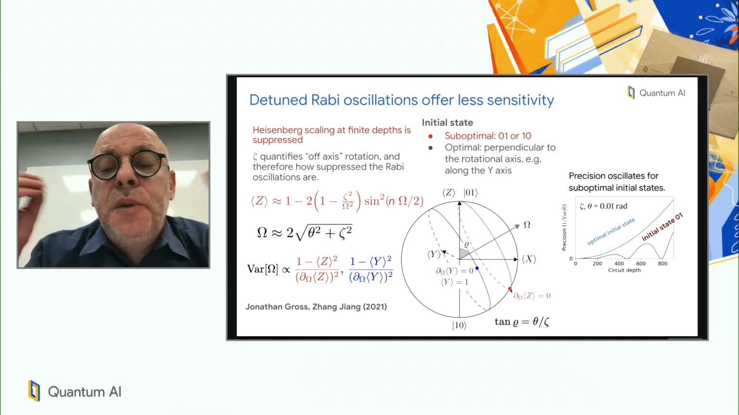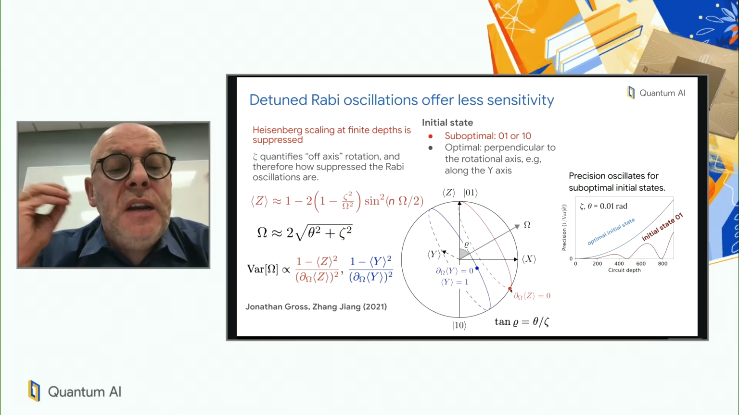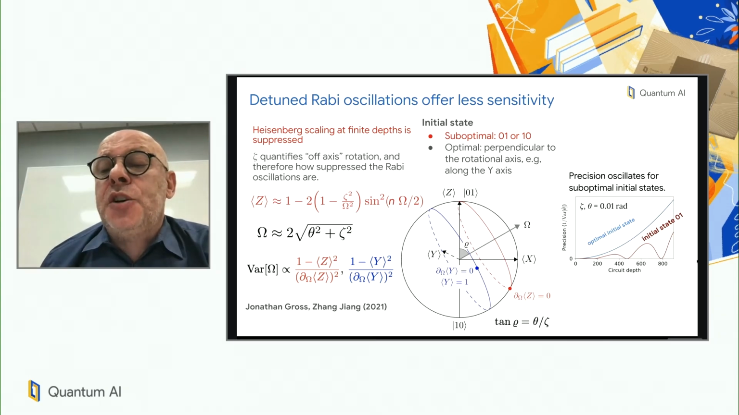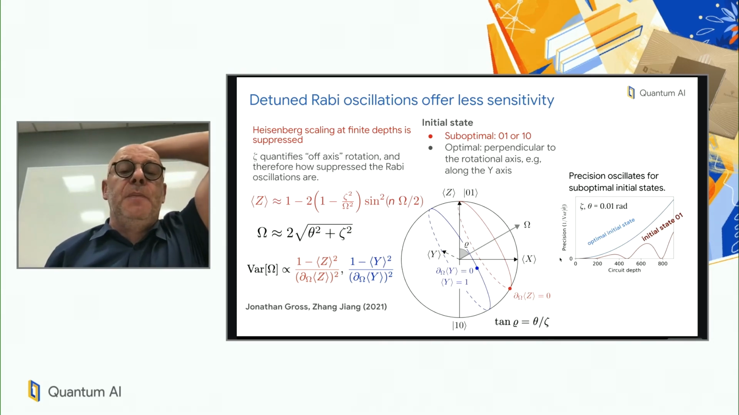You can clearly see that at that red point, a certain undesirable thing happens. Your derivative of z goes to 0, while the absolute value of z is less than 1. That means that your variance blows up. That is actually shown here as a precision, as a function of the circuit depth. It undergoes this very deep oscillation when you basically lose the precision.